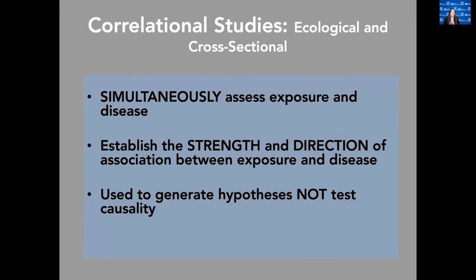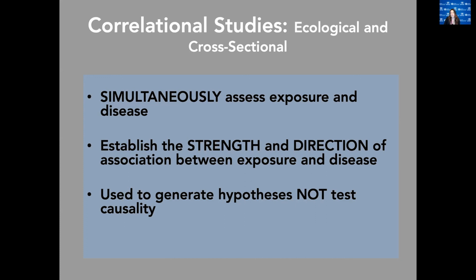Okay, so moving on to correlational studies. So there are 2 different types that we can do, these cross-sectional studies. The first I'm going to talk about is an ecological study. So correlational studies simultaneously assess exposure and disease. So we're looking again, snapshot in time, looking at both the exposure and the disease at once. They can establish the strength and direction of an association between the exposure and the disease.